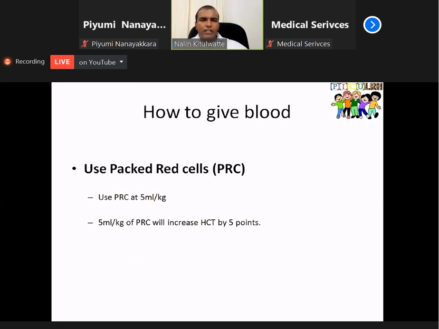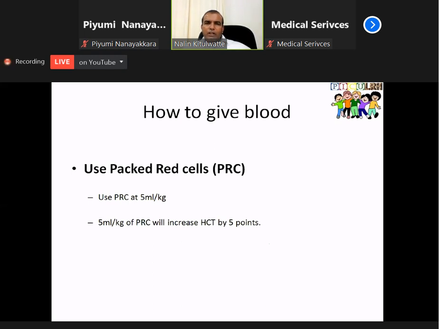How to give blood? It's always packed cells. You are using 5 ml per kilo over 1 hour. So usually 5 ml per kilo packed cells will increase your hematocrit by 5 points. So that is also important, because now see, initially your PCV is 35. You decided to give blood. Now we have given blood, after the blood transfusion, 5 ml per kilo.